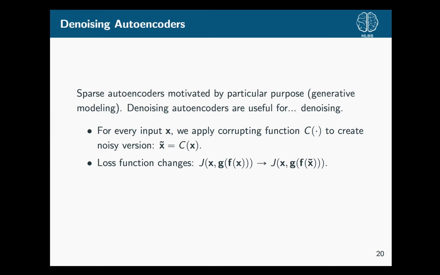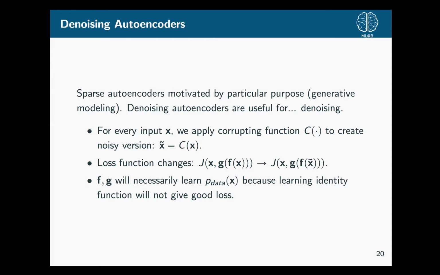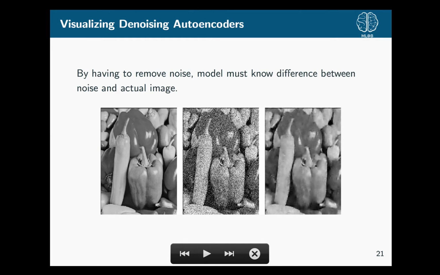So now not only does the autoencoder need to learn a representation, but it needs to be able to understand what is noise and what is not. So you apply any arbitrary corruption function, and you give it this new modified loss function. So it needs to learn the probability distribution of the input because otherwise it won't be able to take out the noise. So this is what you want it to do.